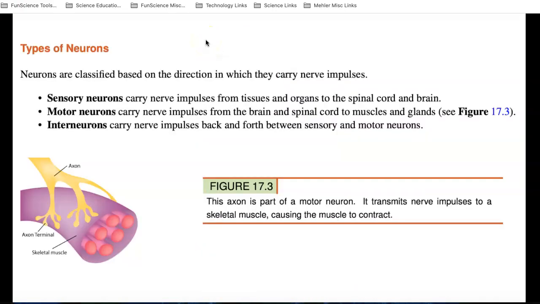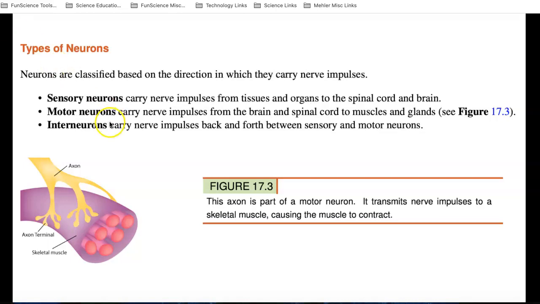There are three types of neurons or three types of nerve cells. Let's take a look at the first one, the sensory neurons. They carry nerve impulses, electrical impulses, from the tissue and organs to the spinal cord and brain. So for example, these sensory neurons would carry a message, let's say from your finger if your finger got pinched, up into the nerves, into the central nervous system, and up into the brain.